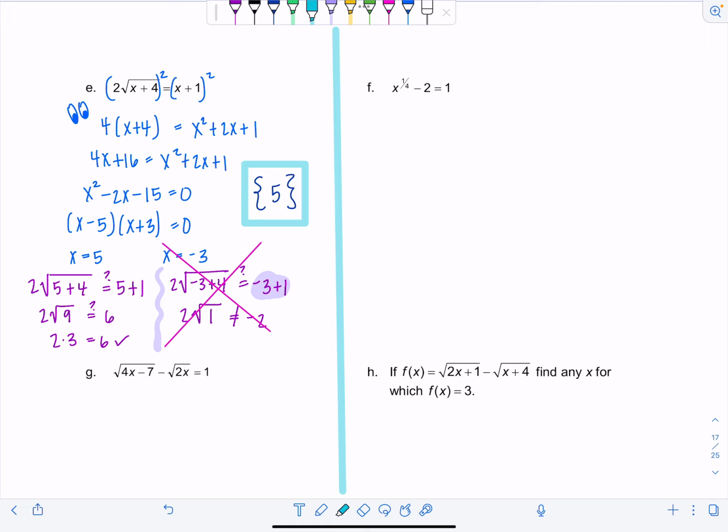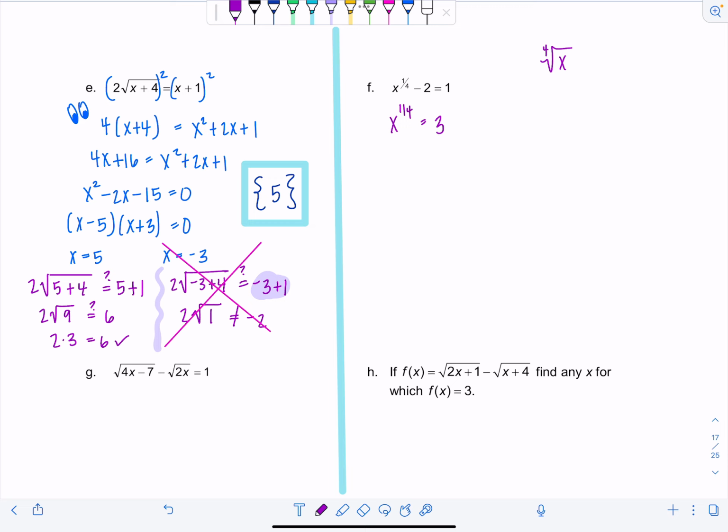Okay, here we go, another one. x^(1/4) - 2 = 1. Remember, x to the 1/4 is the same as the 4th root of x, okay? So let's isolate that radical. I'm just going to leave it as x to the 1/4 though. You really got to get used to it, especially if you're going to take calculus. Oh my goodness. You rewrite your radicals as rational exponents all the time.